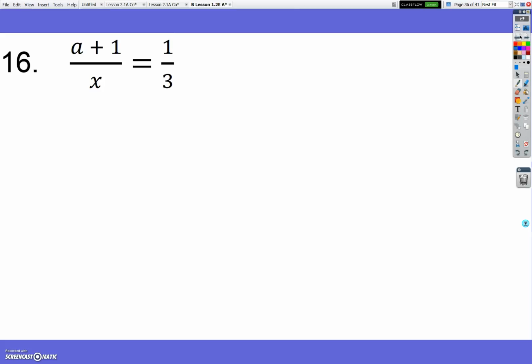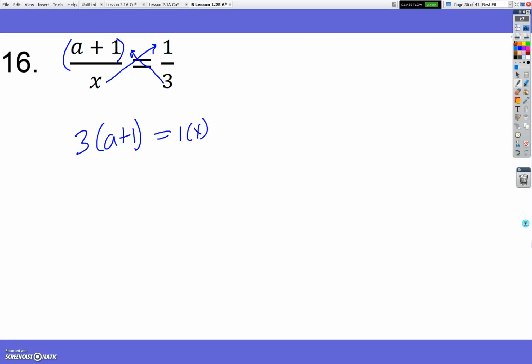Alright, now let's go and look at the next one. Now two things. Anytime you have a variable in the denominator, we need to get it out of there. We can't leave it there. The easiest way is to cross multiply. So what this would look like is 3 times a plus 1 is equal to 1 times x.